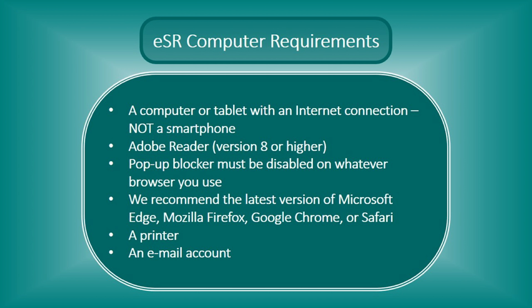This is what you'll need to use eSR. First, you'll need a computer or tablet with an internet connection. You cannot use a smartphone. Next, you'll need Adobe Reader version 8 or higher. Your pop-up blocker must be disabled on whatever browser you use. The court recommends the latest version of Microsoft Edge, Mozilla Firefox, Google Chrome, or Safari. You'll need a printer. And lastly, you'll need a working email account.